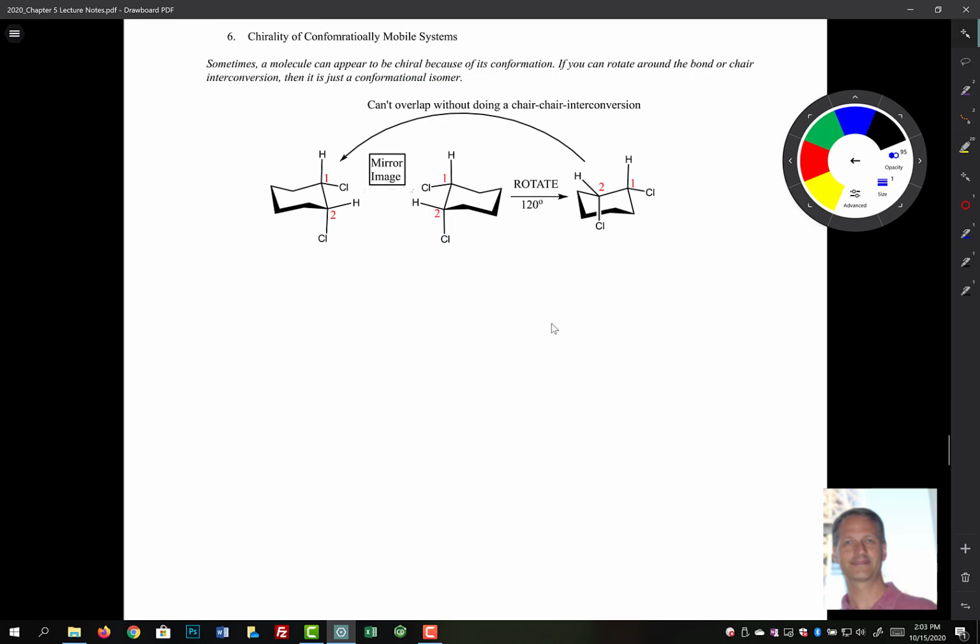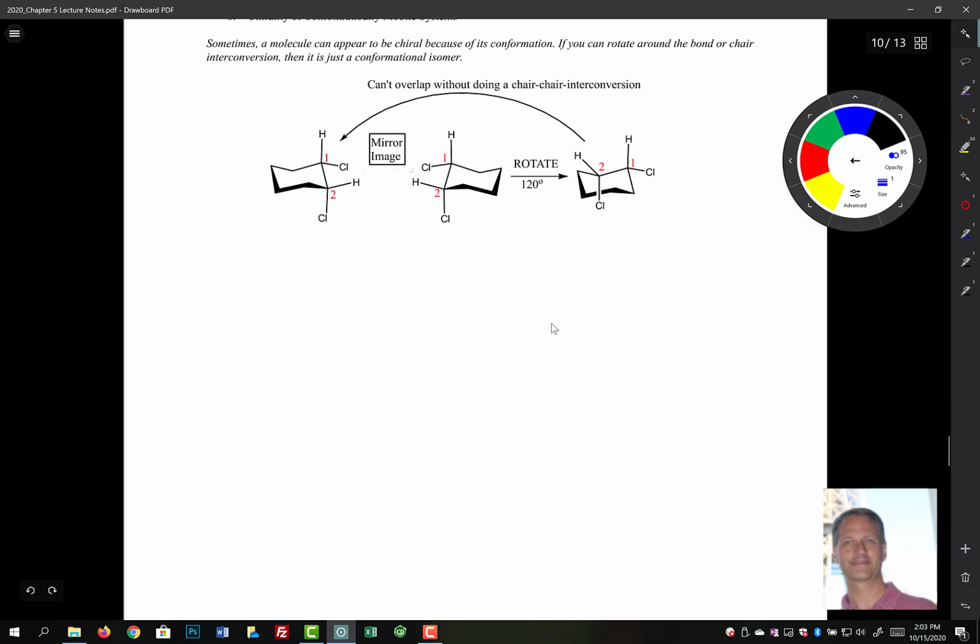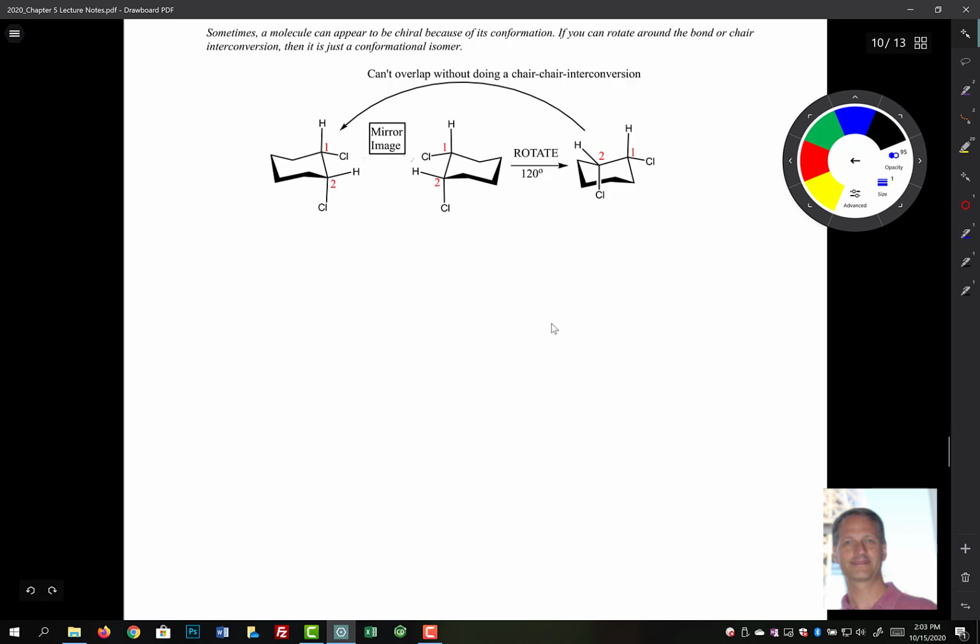So the other system to look at is these chair conformations. It turns out they can be a little bit tricky. If you look at this, and this is pretty hard to visualize, but if you look at this first chair, we have our chloro group at carbon 1 and another chloro at carbon number 2. All right, and these are on the same side there, so they're going to be cis to each other. So this, what I've drawn over here, is the mirror image. So this is the mirror image of that structure.